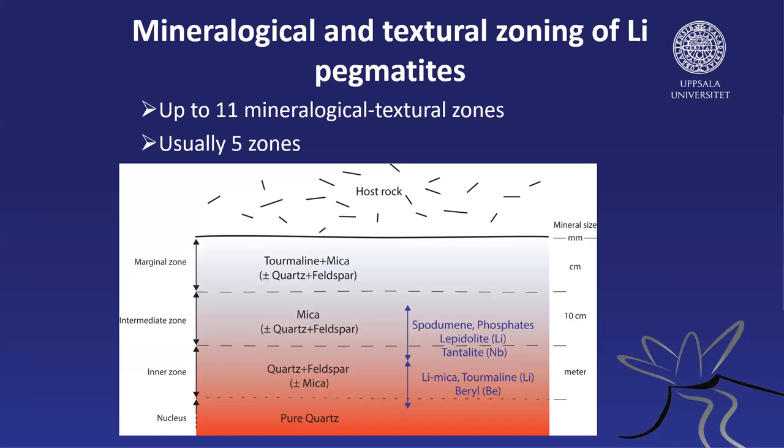So pegmatites, in general, are complex bodies. We have a lot of weird mineralogical associations. And usually we find in this stuff a lot of interesting metals.